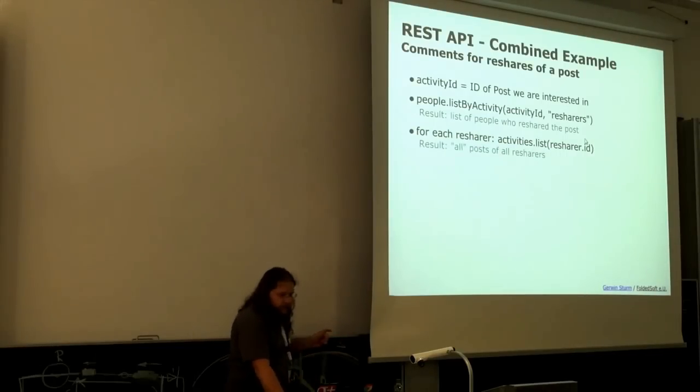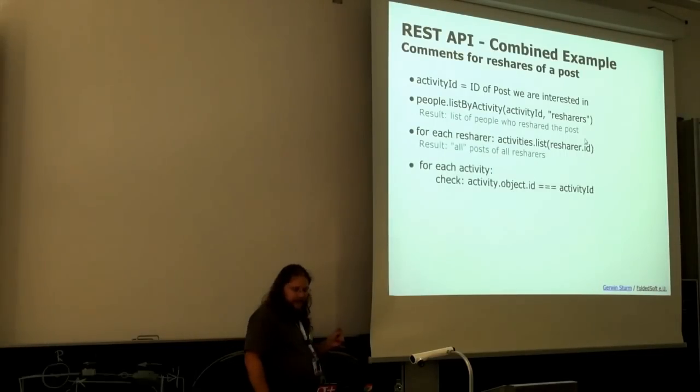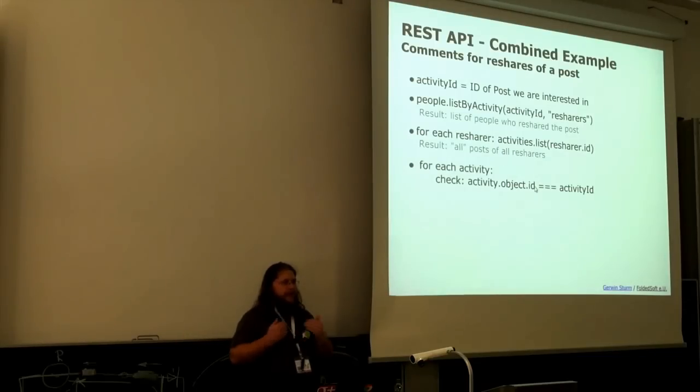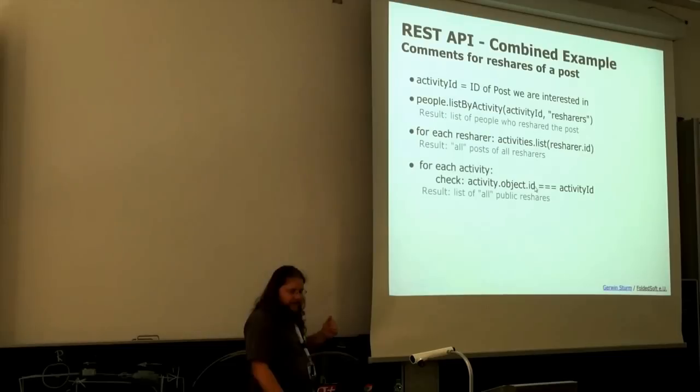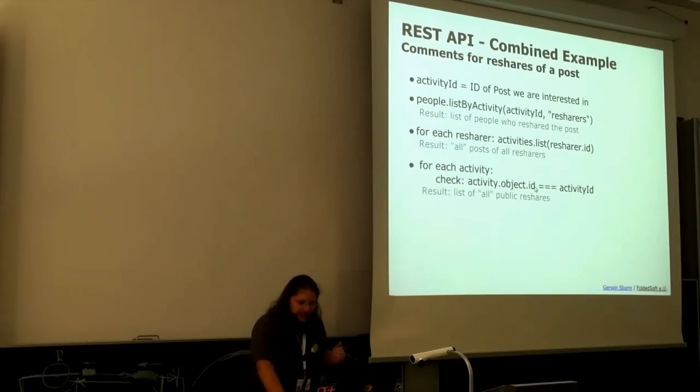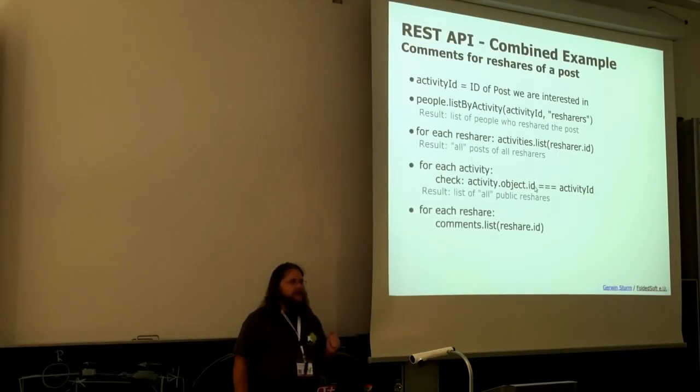So we get all the posts. Next, we check if it's actually a reshare of my activity. As I said, in the object.id I have the original post ID, and if this matches my ID, I know this is a reshare of my post. Then I have a list of all the reshares, so I have the posts, but I need the comments of the posts. So for each of those reshares, I request the comments. That's one request for each of the 50, so we are up to 100 API requests.